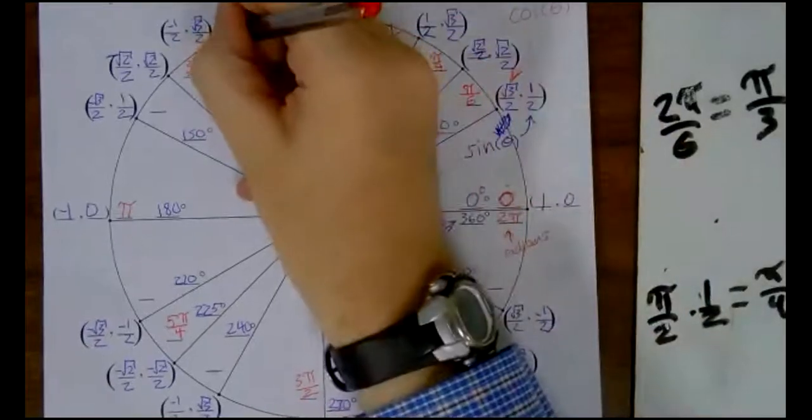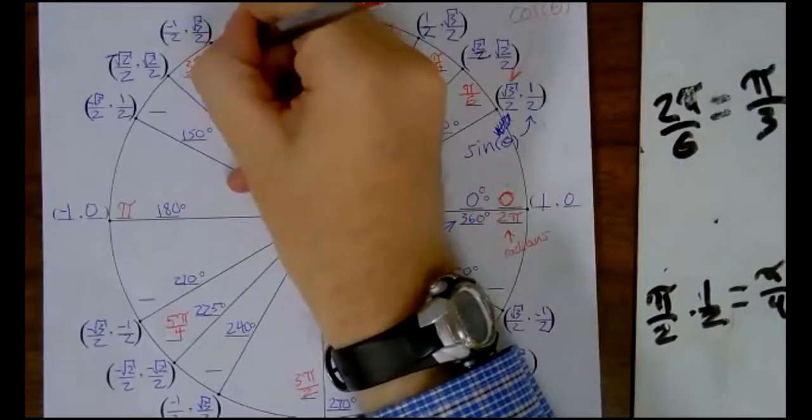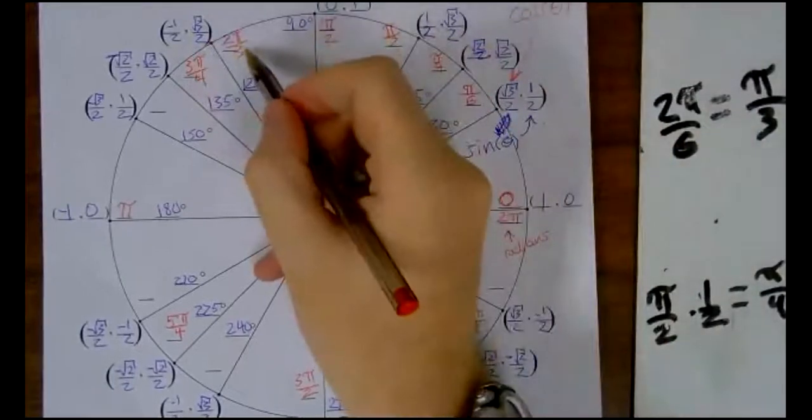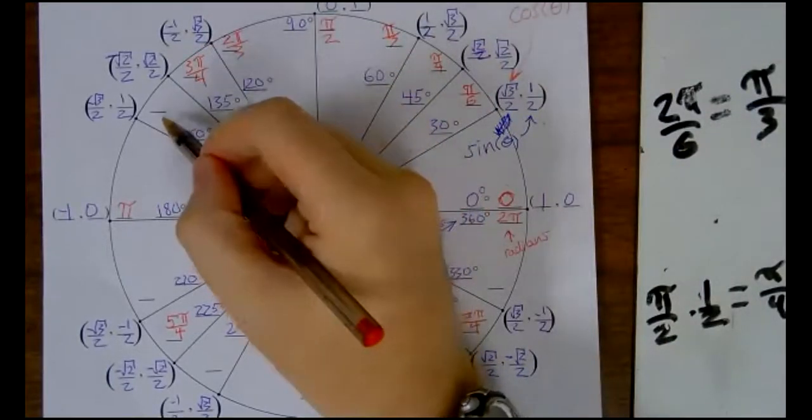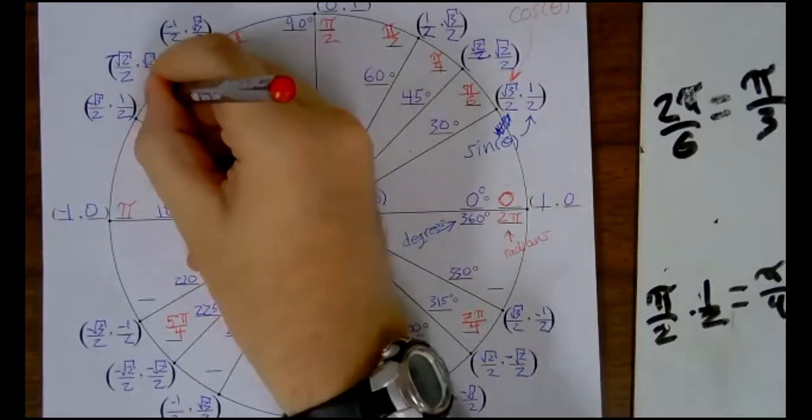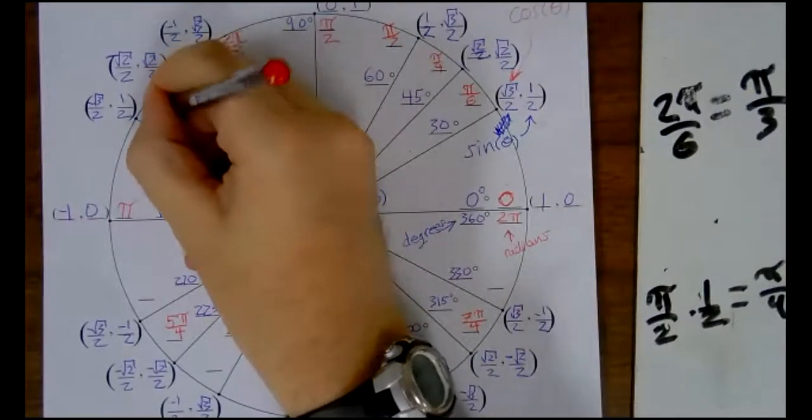4/6, which is 2 pi over 3, 5/6, so 5 pi over 6.